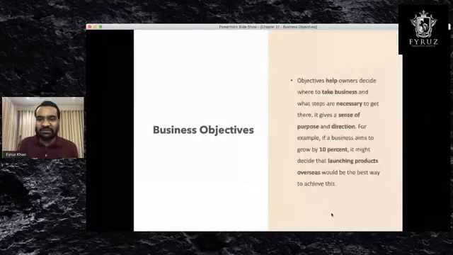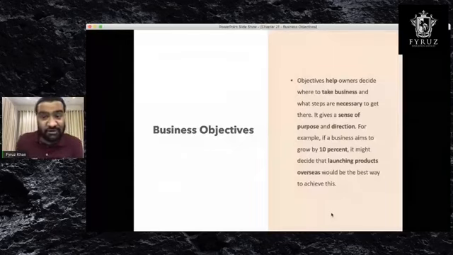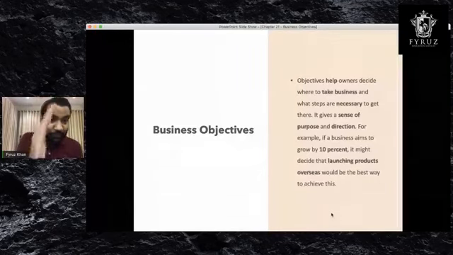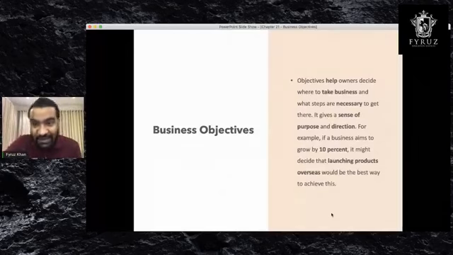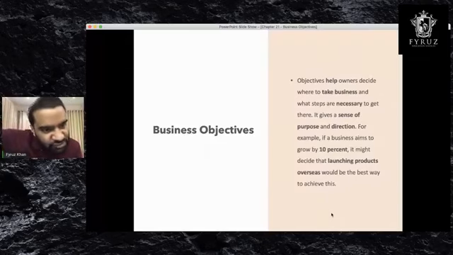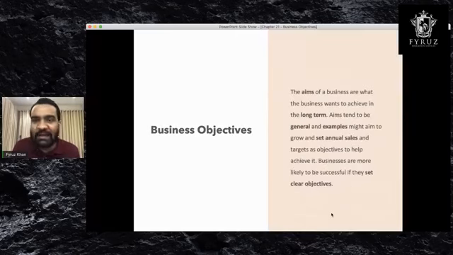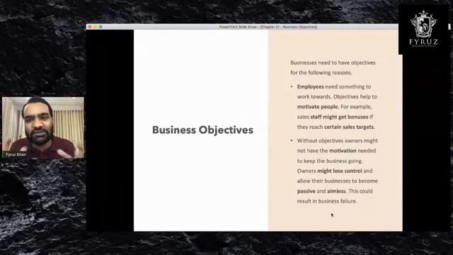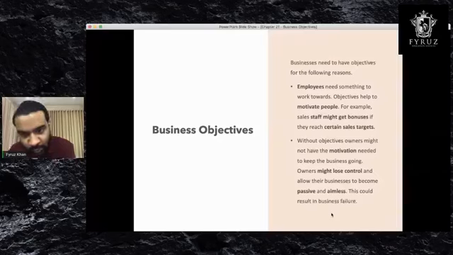The third reason is, I think I've already mentioned it. It gives you a sense of purpose. It gives you a sense of direction, that you know where you're going, where you're heading to. And that's quite important. And you will take the necessary steps to reach where you want to be, right? So these are the three reasons why business objectives are so important.